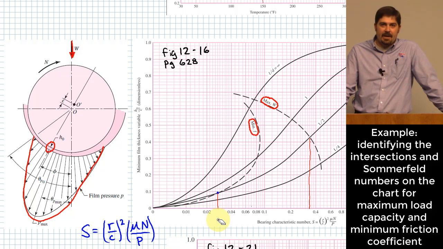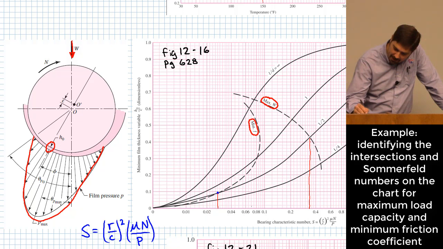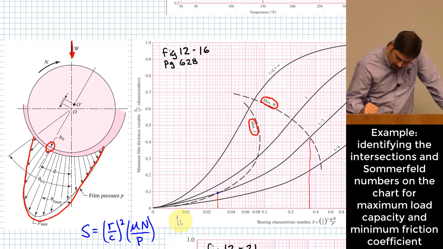What we have is, down here, this is a log scale, right? Down here, we have a log scale. And up here, we have a linear scale. That's the first thing to notice.